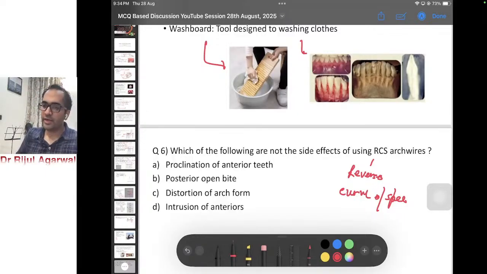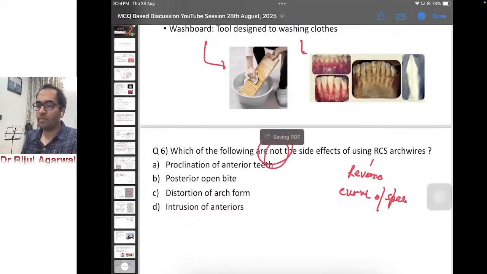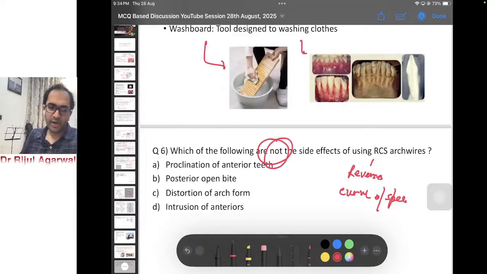Proclination of anterior teeth, posterior open bite, distortion of arch form, intrusion of anteriors. Not the side effect. It's not a direct pick. I modified it from the SR question bank so as to bring it down to the graduation entrance level. And we have the AIIMS exam notification out, you all know, in November. So as to give you a taste of the kind of questions you can expect in that exam. Wild guess anyone can also make. I have no issues.